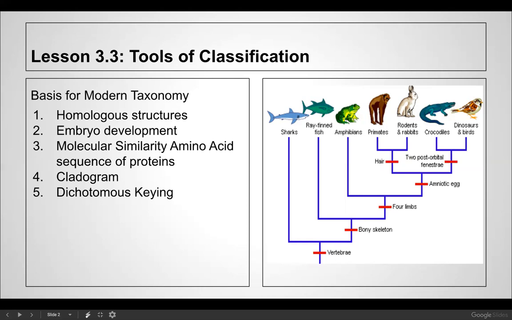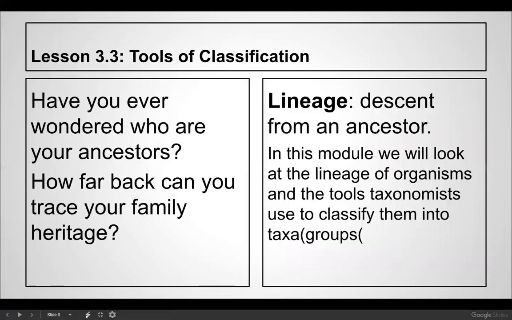We'll look at a cladogram, which is just a tool and a chart, and then a dichotomous key and how to figure out things. You use dichotomous keys every day of your life when you're making decisions and trying to categorize things. So, have you ever wondered who your ancestors are?